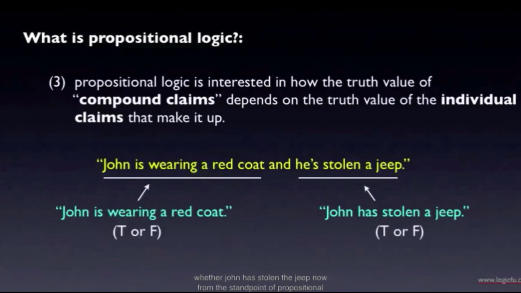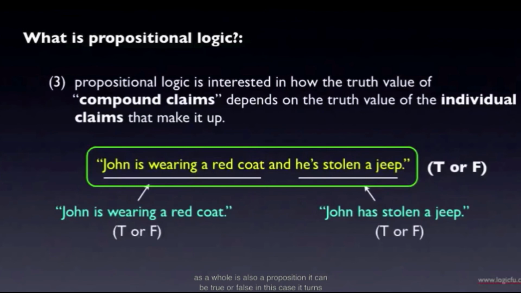Now, from the standpoint of propositional logic, what's really interesting about this example is that the compound claim as a whole is also a proposition that can be true or false. In this case, it turns out that the compound claim as a whole is true just in case both of the component claims turn out to be true. Either one is false, and the compound claim as a whole will be false. So if it turns out that John has stolen a Jeep, but he's actually wearing a blue coat, then the compound claim circled in green is false.